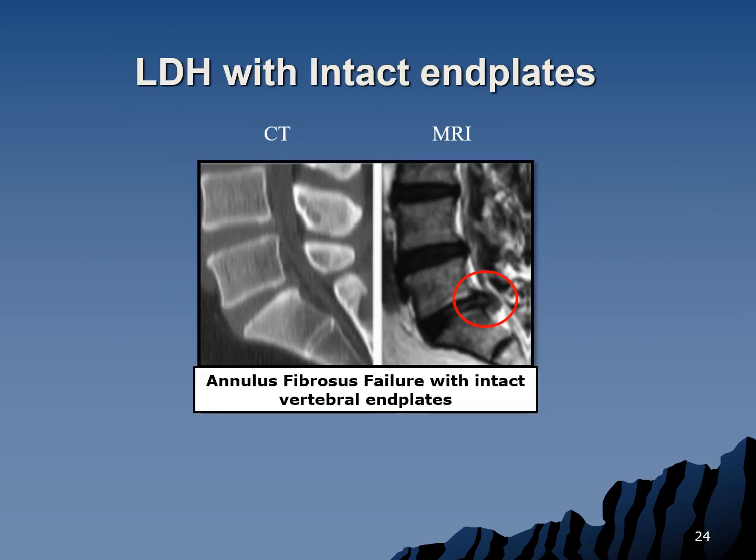Right, so here's an example. Here's a CT to the left, and you'll notice there's no disruption at all, no disruption of the bony structure at all. But if we look at the MRI, you can see the circled area is a clear extrusion of disc material.